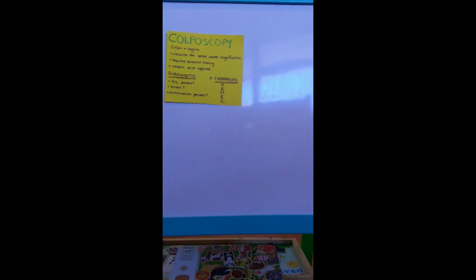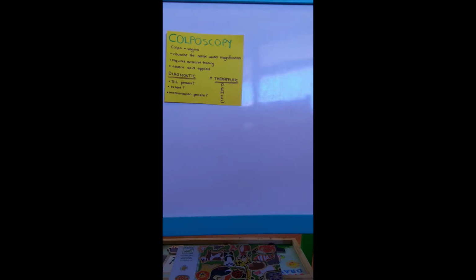So you will have noticed that for a lot of abnormal lesions on the cervix, the management is colposcopy. So what exactly happens at colposcopy? Well, colpo means vagina, so it just means visualizing the cervix through the vagina under magnification. It requires extensive training to be able to identify which parts of the cervix are normal and which are not. And doctors use acetic acid to help them to do this.